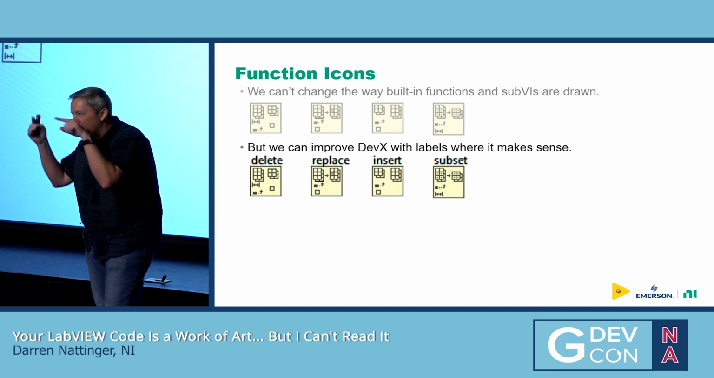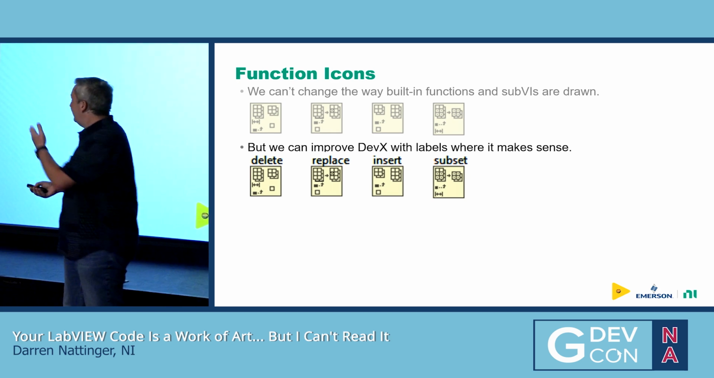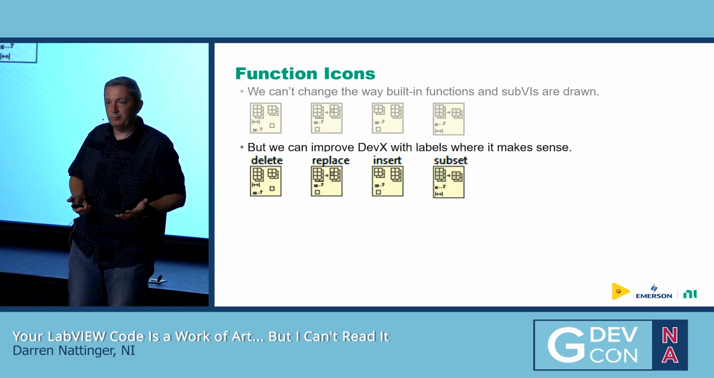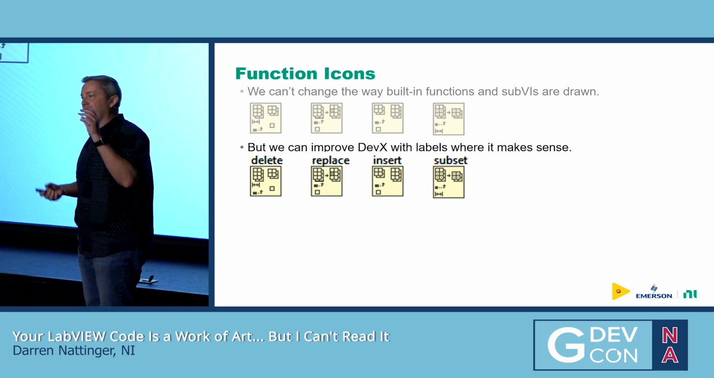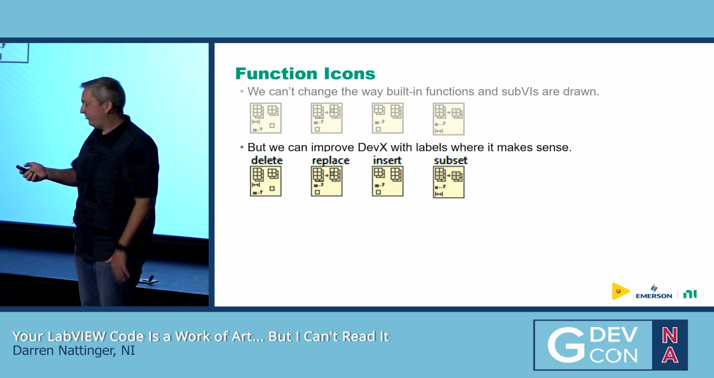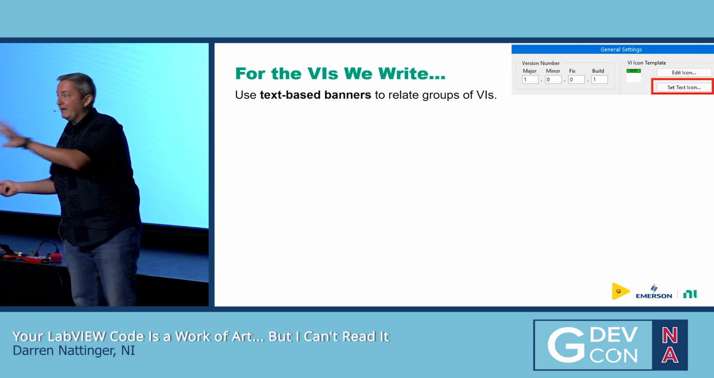You've got to study it and see which way the arrows are going. You could just use a small label to describe that function. In my opinion, this improves the developer experience, to be able to very quickly see, oh, that's an insert, as opposed to having to Control-H, hover over it, and find that it's an insert. That's for built-in functions. Now, we're writing a bunch of VIs, right?